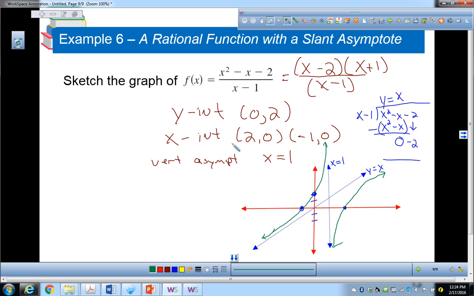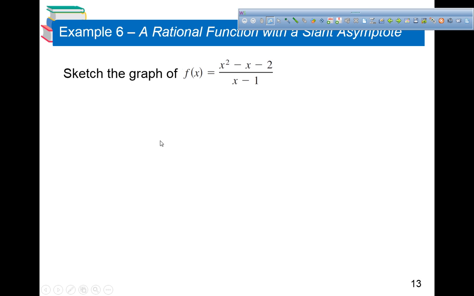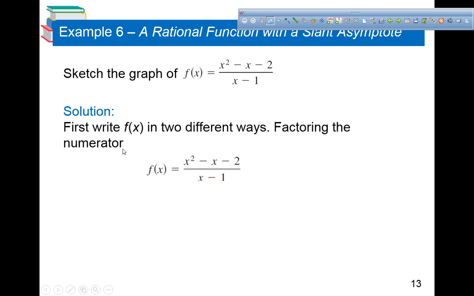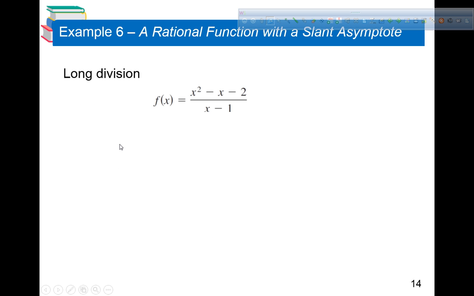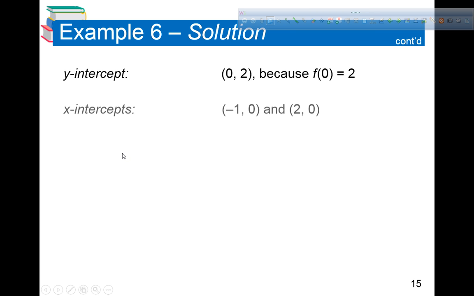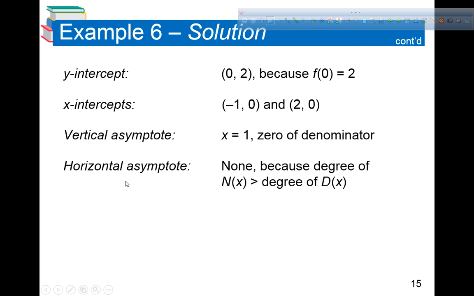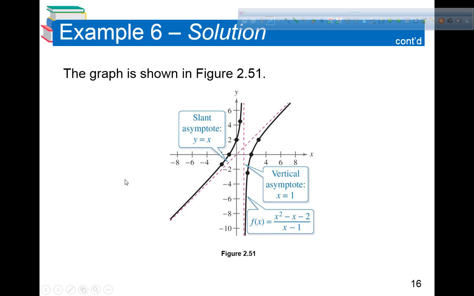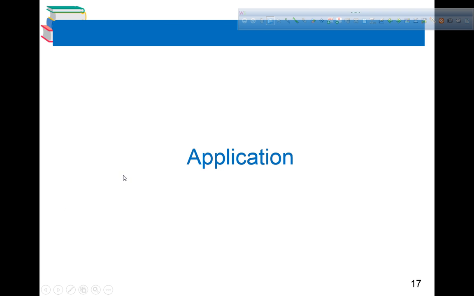Well, really, so all you have to do is find this point. Now it gets harder when you have holes and stuff, but we'll talk about that later. So there you go. We did it very nicely. We did it right. Long division. Y equals x is a slant asymptote. Look at it. We did everything right. There it is. Perfect.